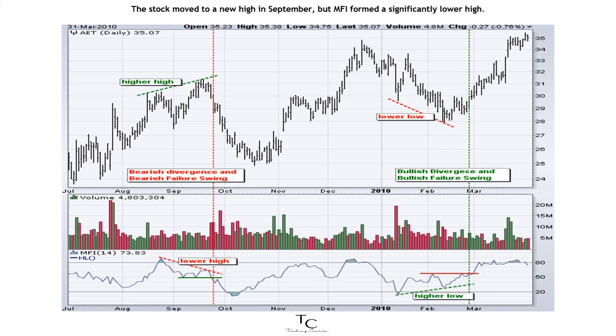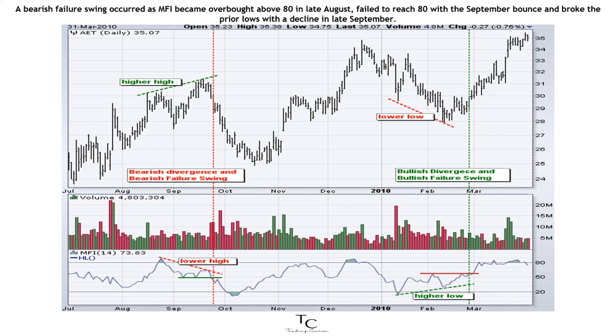The stock moved to a new high in September, but MFI formed a significantly lower high. A bearish failure swing occurred as MFI became overbought above 80 in late August, failed to reach 80 with the September bounce and broke the prior lows with a decline in late September.